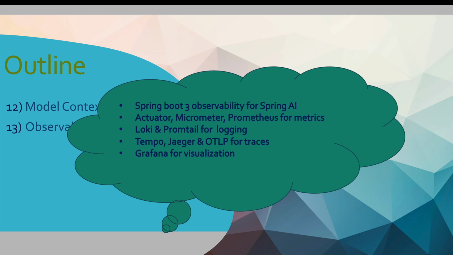And finally, send the traces to Tempo using OTLP, OpenTelemetry in Spring AI, and visualize them again in Grafana. I will also show how to use Jaeger as an alternative tool for trace tracking with a nice dashboard.